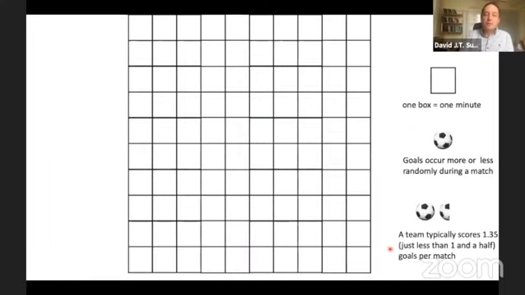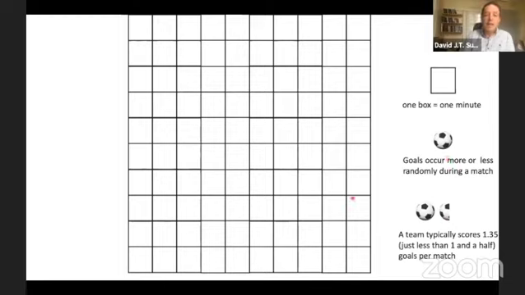Okay, so I like to make this figure because I think it brings home the point. If you divide a match into, let's say, 100 boxes, this is a 100-minute match, a bit longer than we might expect, but imagine you have a 100-minute match. And you say that one box is equal to 1 minute. What you're essentially doing is saying that goals occur more or less randomly during a match. And typically, a team scores 1.35 goals, just less than 1.5 goals per match.